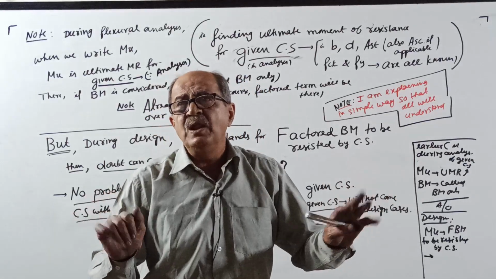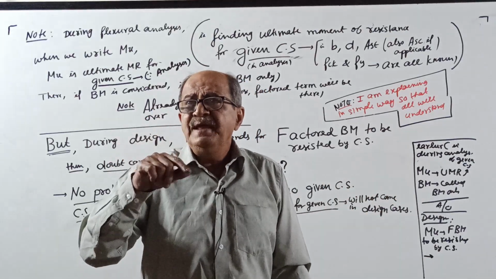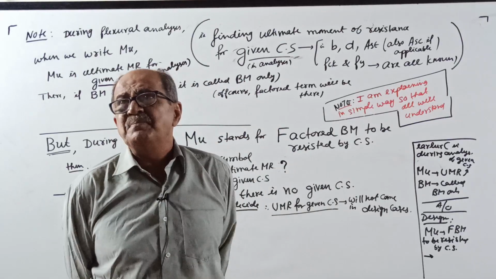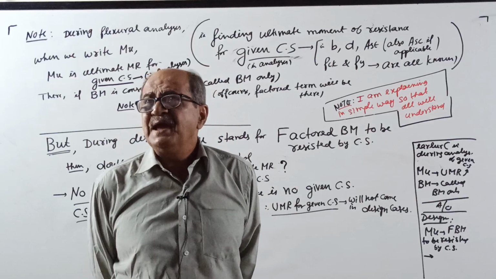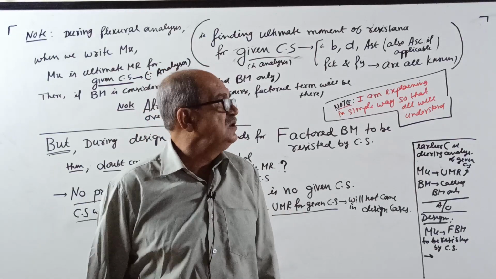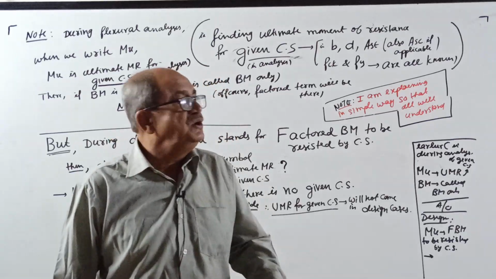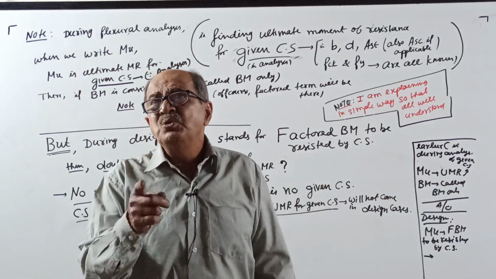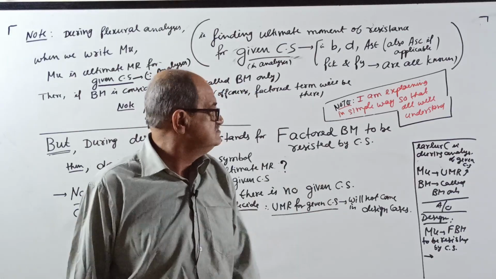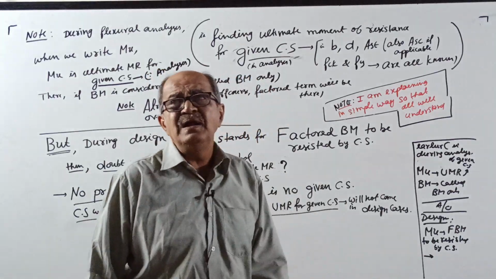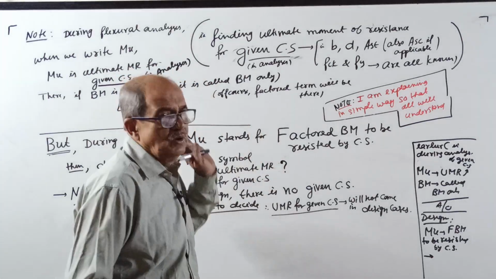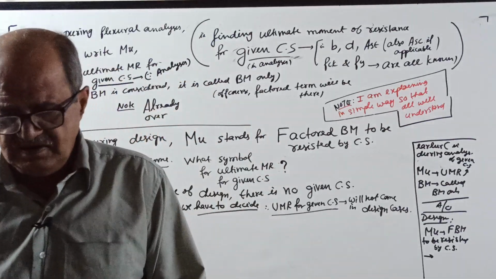So I am concluding now. During analysis, MU stands for ultimate MR. If for an application problem bending moment comes, we will call it bending moment only. Of course, factored is there. During design, MU stands for factored BM to be resisted. And ultimate MR we don't consider because there is no given cross section. Okay, make that note. Now, go further.